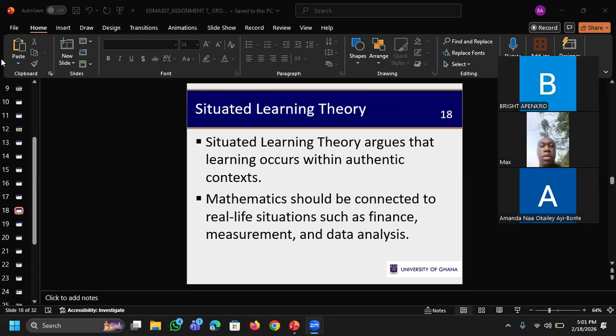Hello, I'm talking about the situated learning theory. Situated learning theory argues that learning occurs with authentic content. Learning occurs through content about something, and mathematics should be connected to real-life situations such as finance, measurement, and data analysis. So, measurement in our daily life, like measuring the height of someone, the weight of something, and data analysis. It's all about mathematics. Next slide.